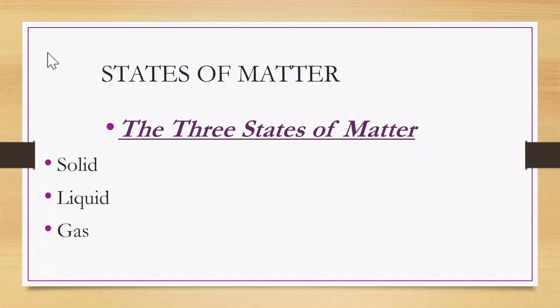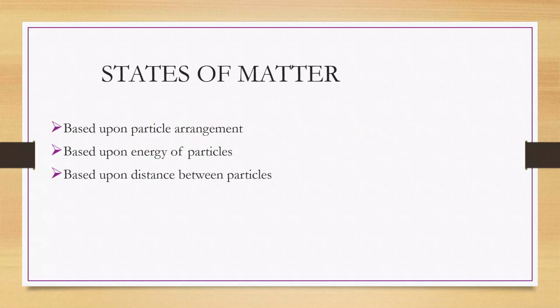Matter can exist in three basic forms, which are called solids, liquids, and gases. These are called states of matter. Characteristics that determine states of matter are the rearrangement of the particles, the energy of the particles, and the distance between particles.